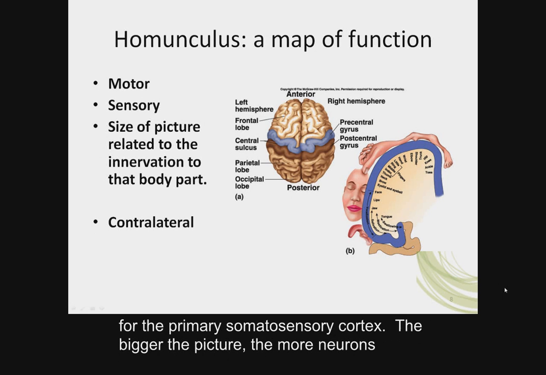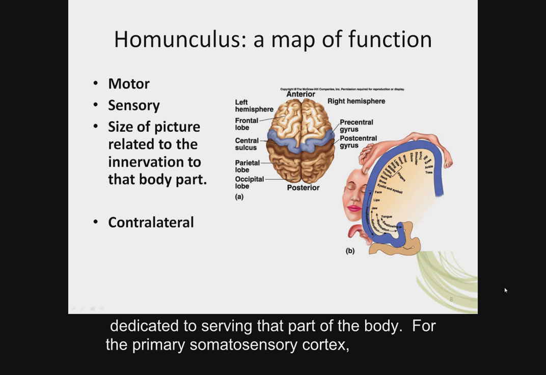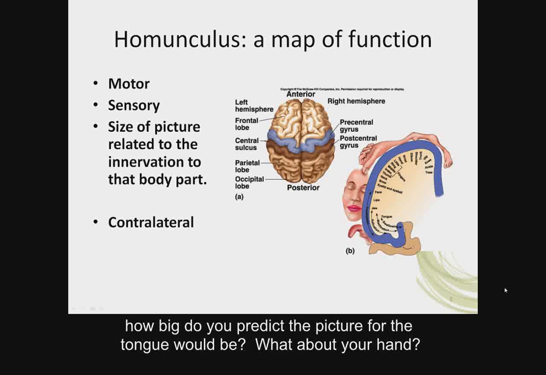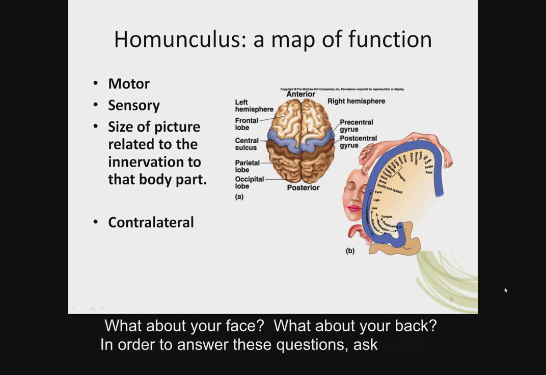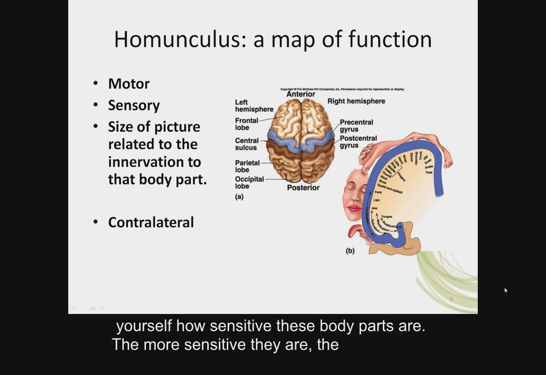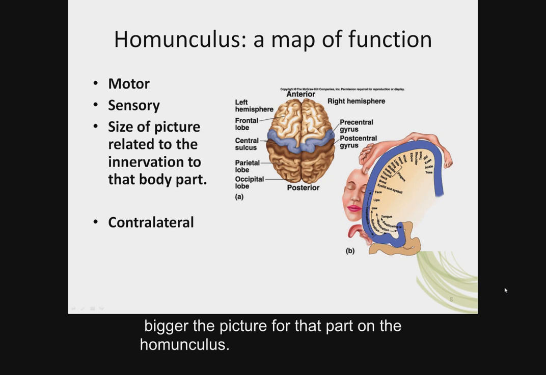The bigger the picture, the more neurons dedicated to serving that part of the body. For the primary somatosensory cortex, how big do you predict the picture for the tongue to be? What about your hand? What about your face? What about your back? In order to answer these questions, ask yourself how sensitive these body parts are. The more sensitive they are, the bigger the picture for that part of the homunculus.